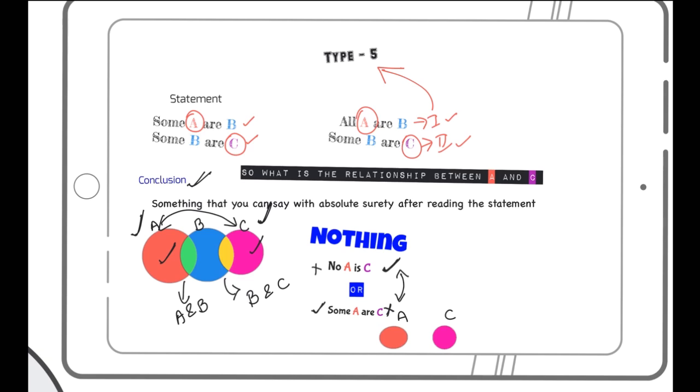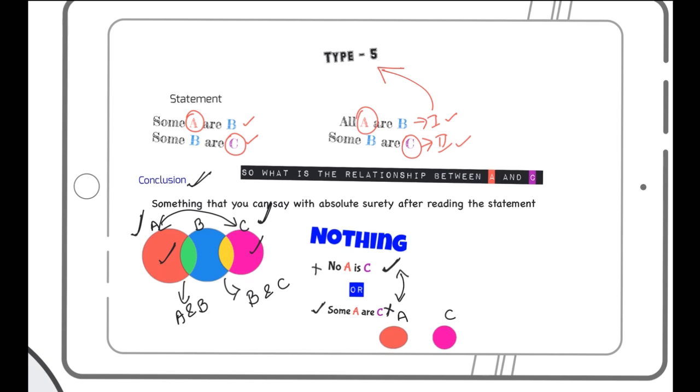And why is this happening? Because I don't know any relationship between A and C. So either they will remain separate or they will overlap. But only one of the two can happen. So I'll say no A is C or some A are C. And that's what you do. And when do you go for type phi? When I know that there is no relationship between two quantities. Okay, let's understand this with one more example as well. As I told you, you can put type phi in various examples. Whenever you see no relationship between them, you can put it in this way.